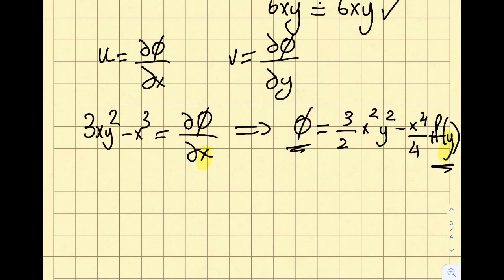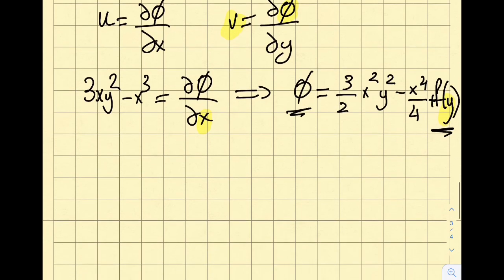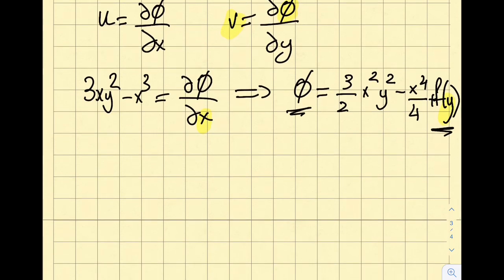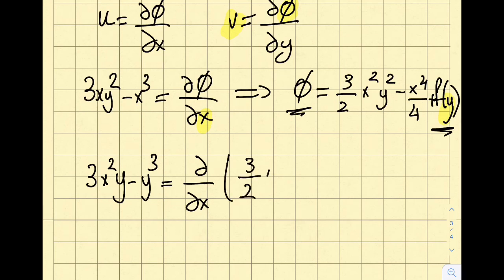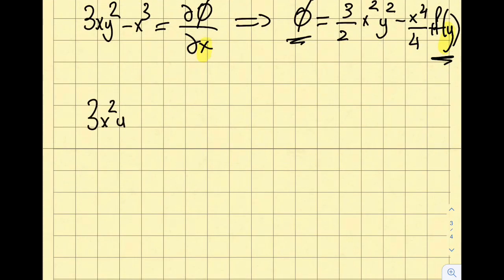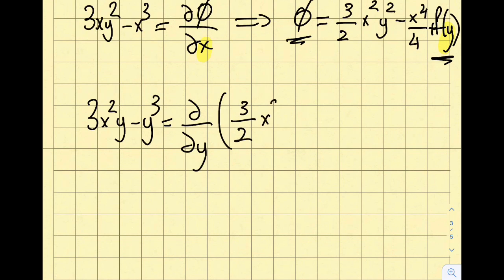So let's go ahead and find my f of y as well. I can simply insert it into the second equation that I didn't use yet, the v and the phi. The process is very similar to finding the stream function. The velocity in the y direction in the question statement was given to me as 3x squared y minus y cubed, and this equals the partial with respect to y of the velocity potential that I already have, 3/2 x squared y squared minus x to the power of 4 divided by 4 plus f of y.